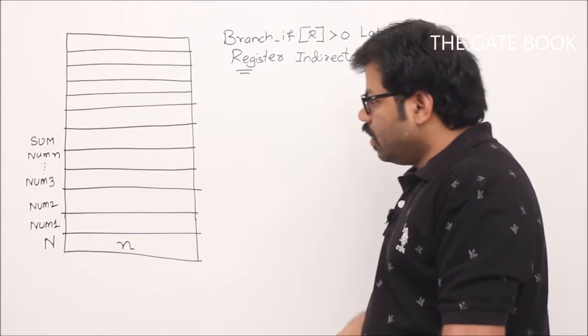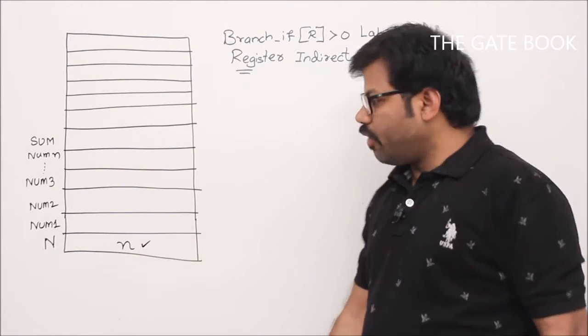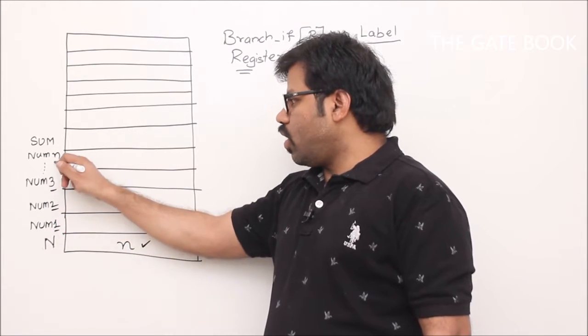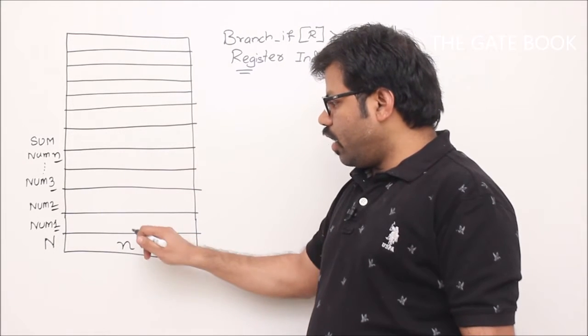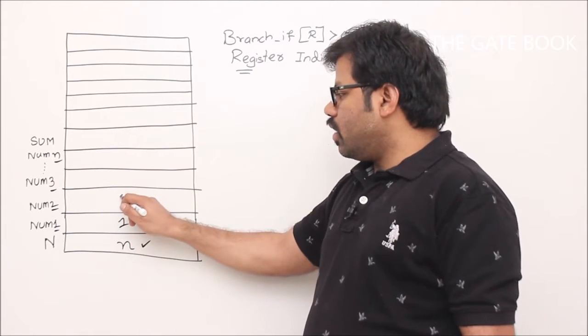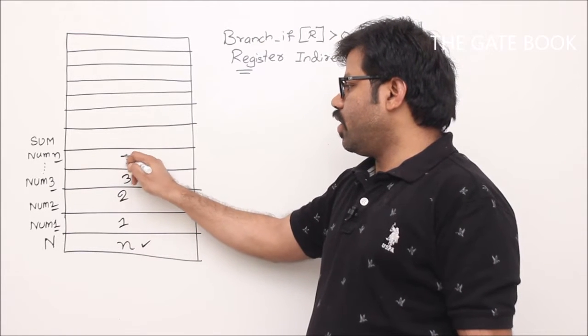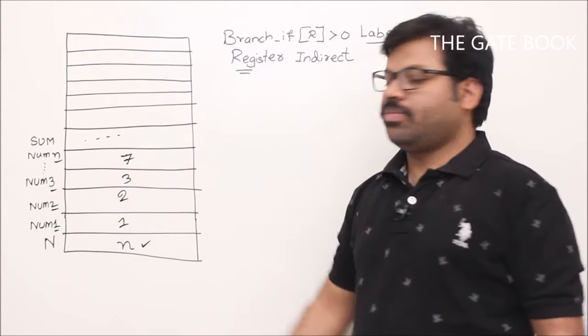Let us do that. For example, my requirement is I have some n numbers, and I would like to add them. They are number 1, number 2, number 3, and so on up to number n. I would like to add all of them. Already those values are mentioned in the numbers like this, 1, 2, 3, something like 7, whatever, doesn't matter. So we have to add them into sum.